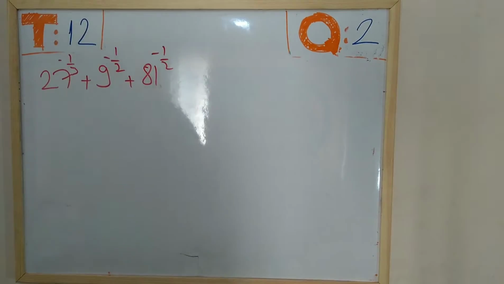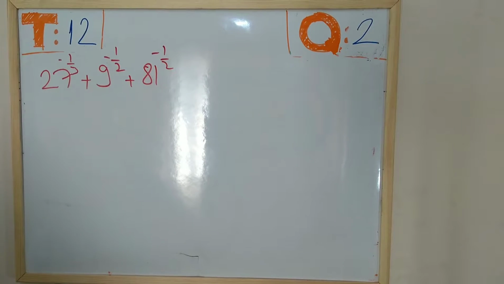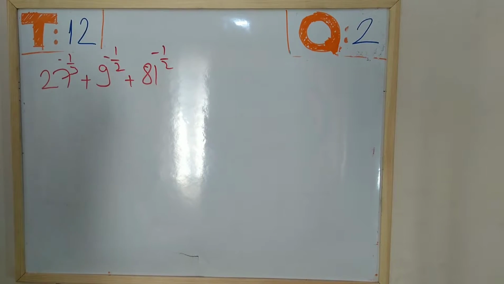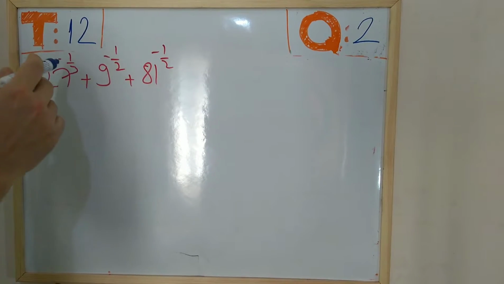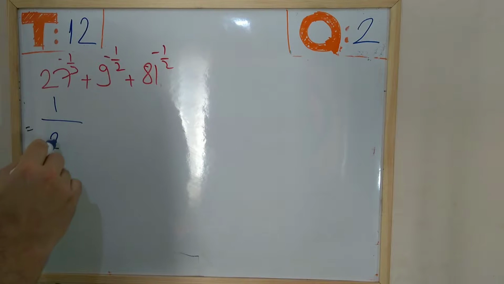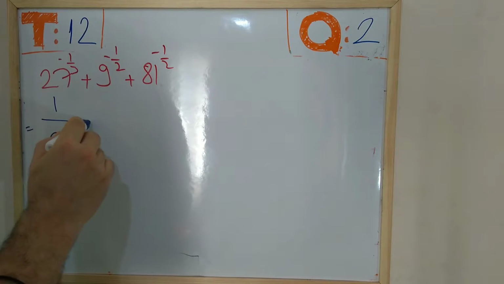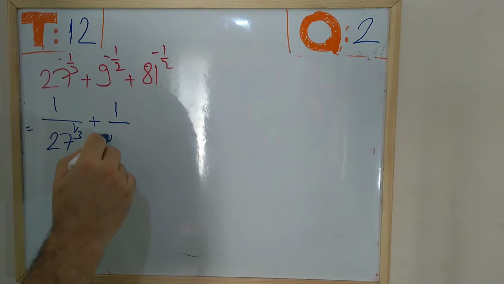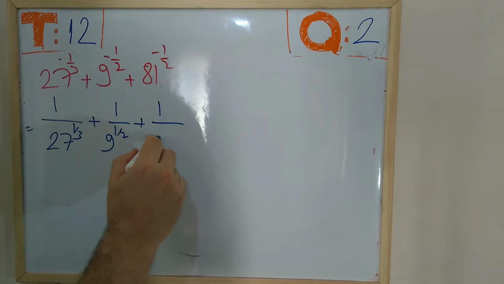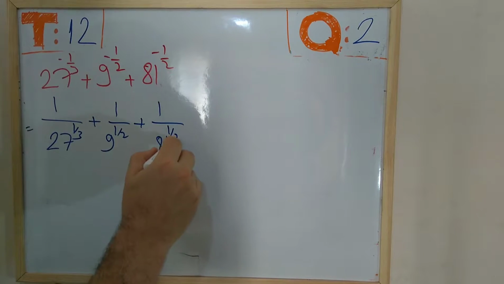Here's the next question. 27 to the power of minus 1 over 3, plus 9 to the power of minus 1 over 2, plus 81 to the power of minus 1 over 2. Since we already know that minus in the exponent means division, we can say that this is equal to (1 over 27) to the power of 1 over 3, plus (1 over 9) to the power of 1 over 2, plus (1 over 81) to the power of 1 over 2.